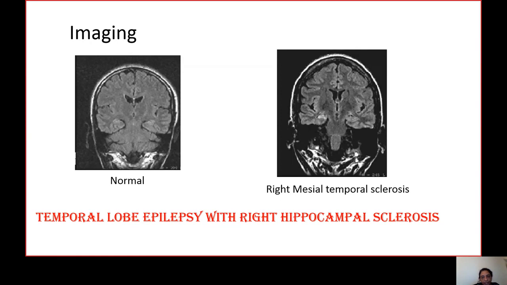sclerosis. So we know that the drugs are not going to work here. This patient was treated with anti-epileptics but did not respond. Therefore, the intractability was positive, where we used two drugs and did not respond. So obviously, we went in for a surgery and the child became seizure-free after the surgery.